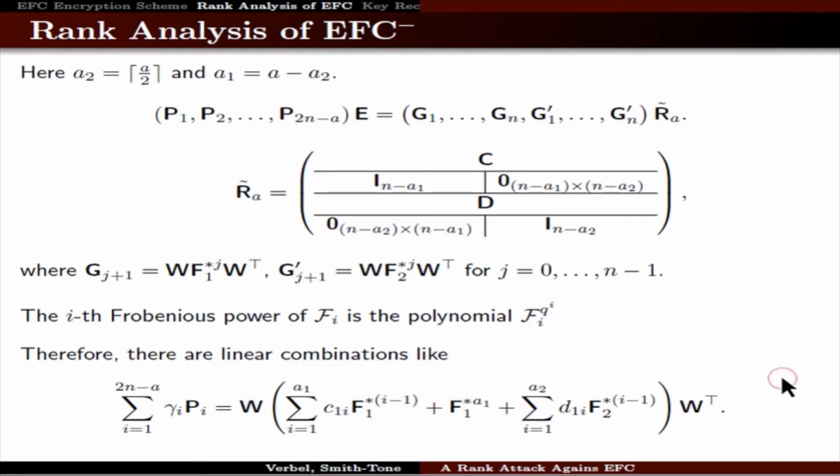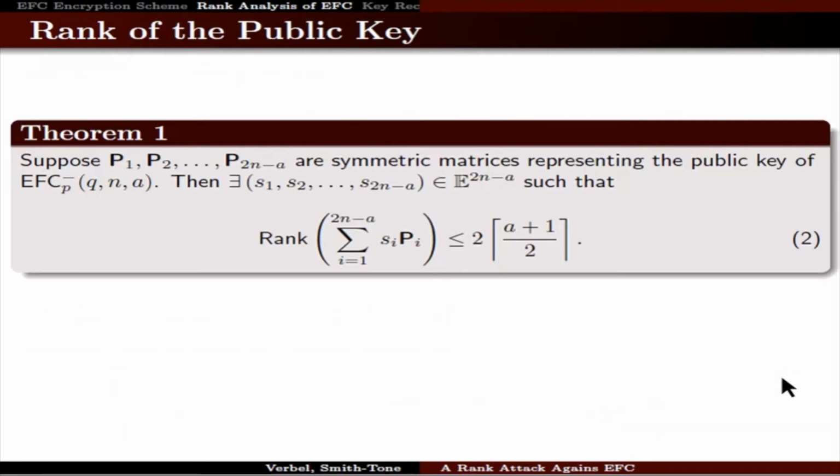So analyzing this equation over here, you get the following two results. One of them says, if you have a public key in the extension field cancellation when the projection modifier and the minus modifier are applied, then you can find a linear combination of the public matrices such that the rank of the linear combination is always less than this number, a plus 1 over 2, the scaling of that, and then multiplying by 2.